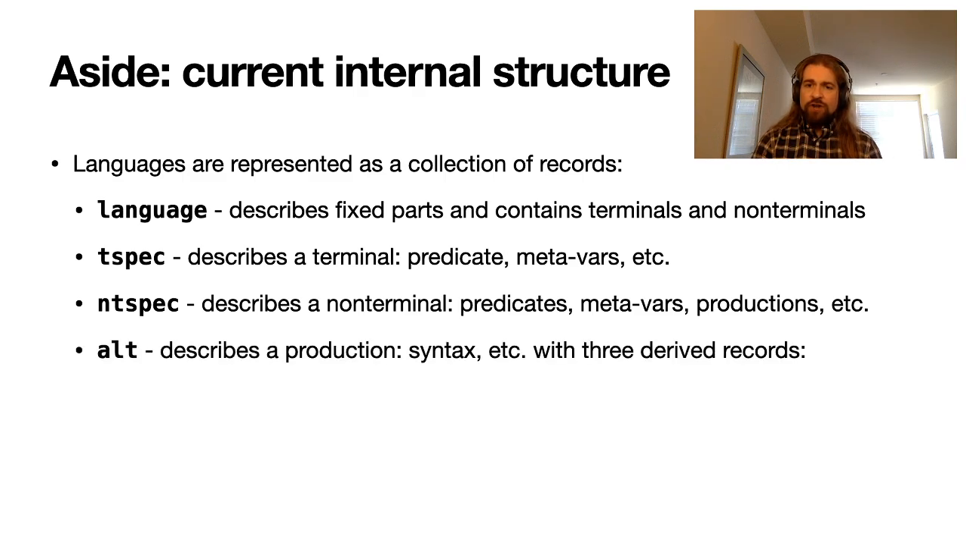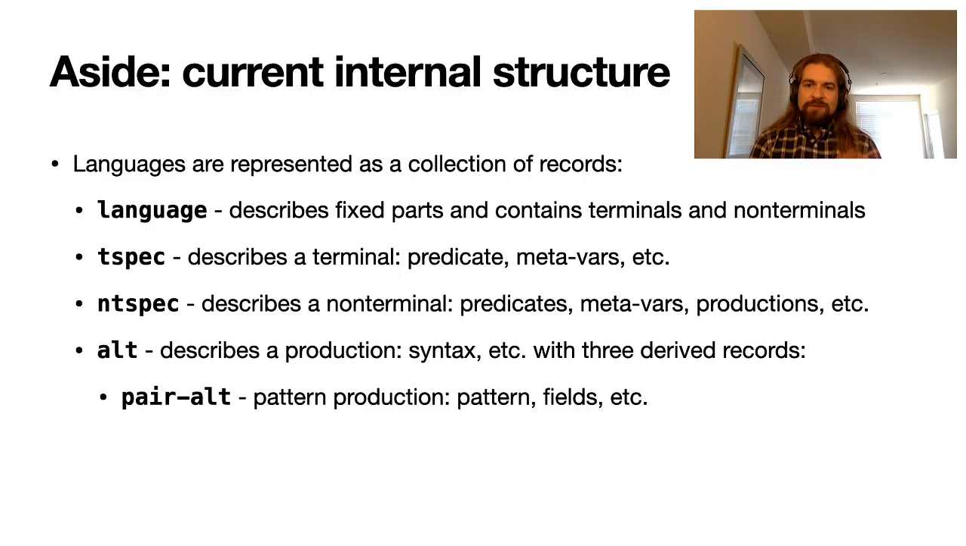We have a record called alt. If I was doing this today, I would have called it production, but these are basically the alternatives within our non-terminal specification, the productions. And so they capture a syntax, the base syntax of what was created, and then we actually have 3 derived record types. So we never create one of these directly, we create one of the 3 derived record types.